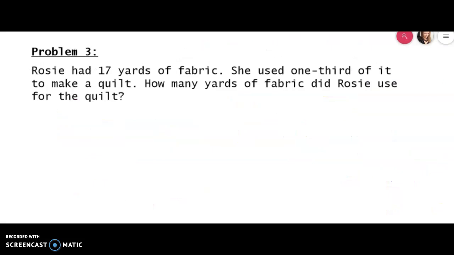Problem 3 says Rosie had 17 yards of fabric. She used 1/3 of it to make a quilt. How many yards of fabric did Rosie use for the quilt? Okay, so let's start by doing our tape diagram.